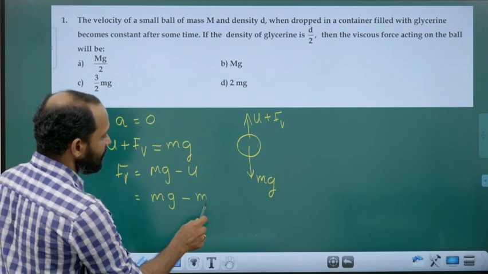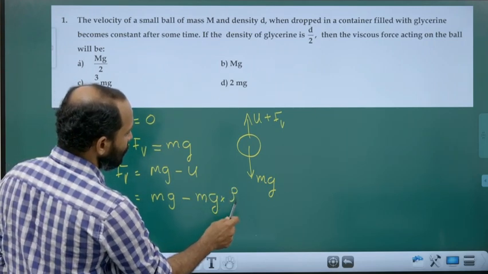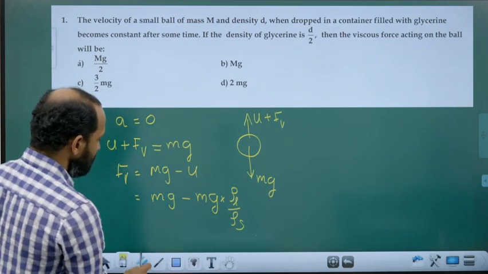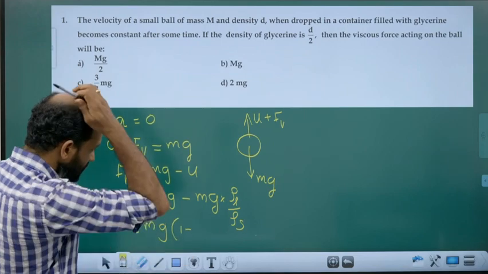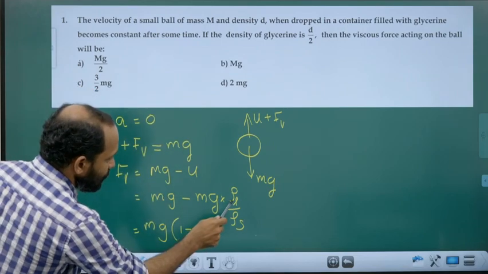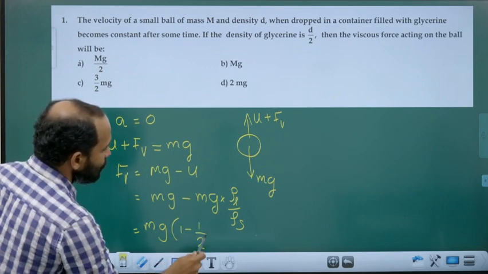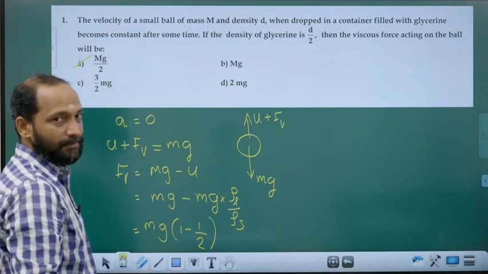Upthrust can be written as weight in air multiplied by density of liquid divided by density of solid. That is equal to mg multiplied by (1 minus rho L by rho S). What is rho L by rho S? That is 1 by 2, it is given. So the answer is mg by 2.